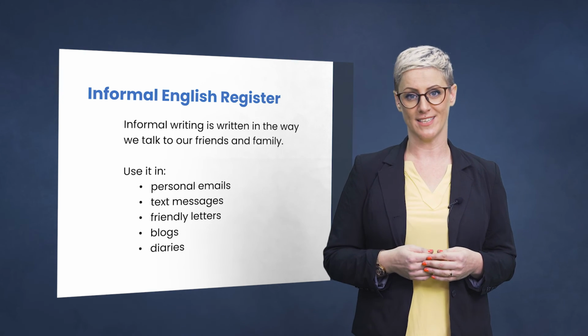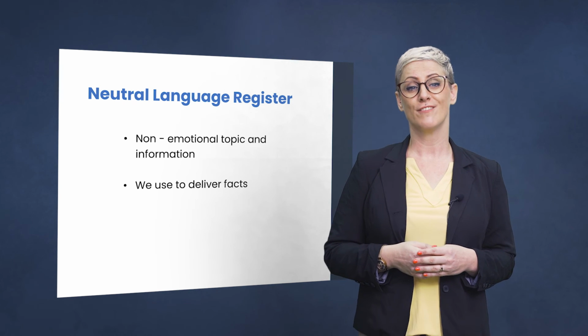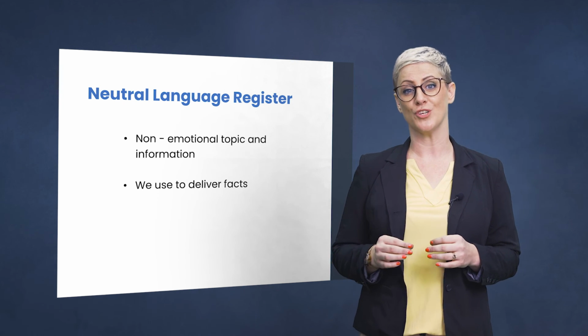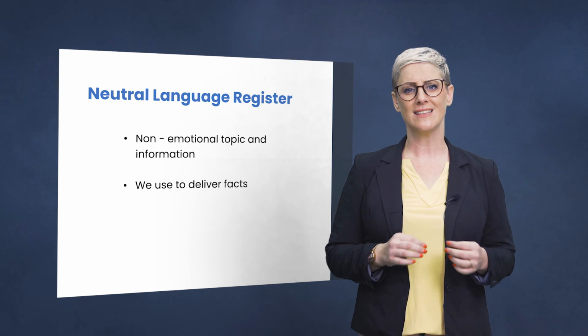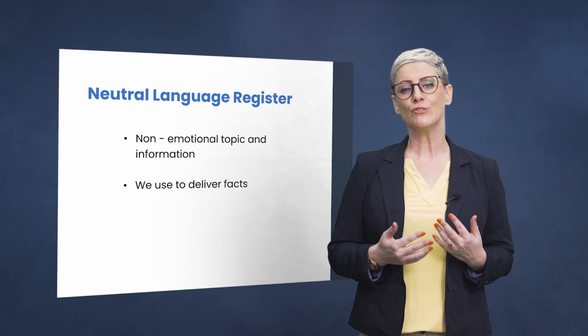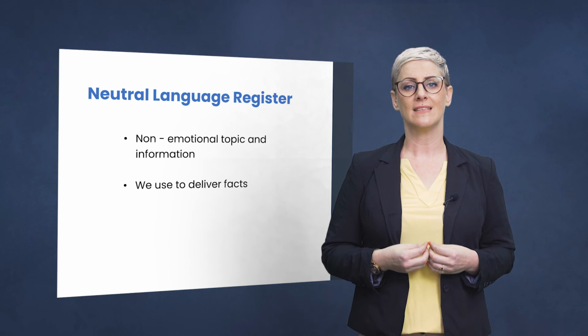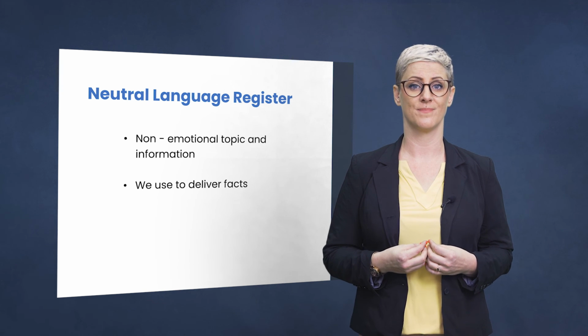The last type of English register is the neutral language register. We use this type with non-emotional topics and information. Neutral register is not necessarily formal or informal, positive or negative. We use it to deliver facts. It is mostly used by journalists to report news or write articles.